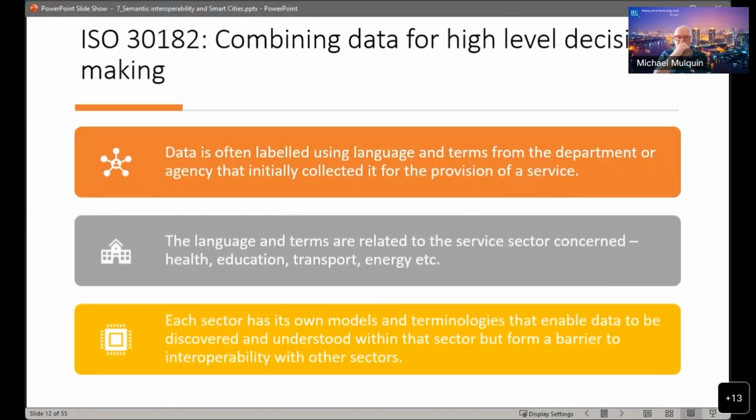So let's look a bit more at ISO 30182. What that obviously points out is that data is often labeled using language and terms from the department or agency that initially collected it, and specialist terms are being used in each of those sectors. Each sector will have its own models and terminologies that enable data to be discovered and understood within that sector, but which form a barrier to interoperability with other sectors.